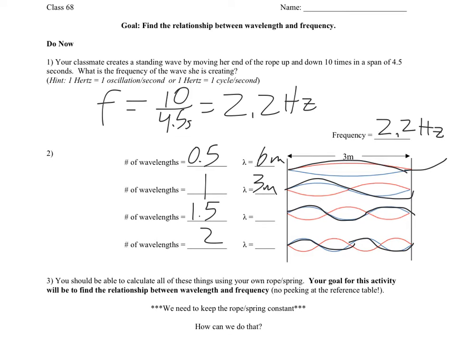For the next one, if there are 1.5 wavelengths there, and it's a total of 3 meters long, you do 3 meters divided by 1.5, and you'll get 2 meters. And for the last one here, we have two wavelengths, and that's 3 meters long, so each wavelength must be 1.5 meters.